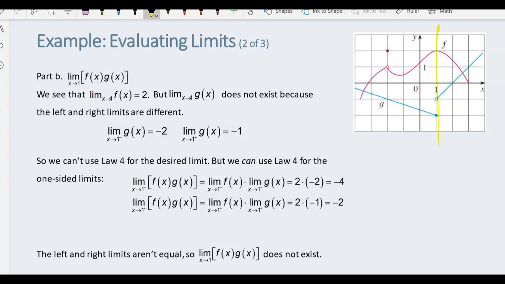we're here at 1. If I look at the left-hand side, the function is approaching, it looks like -2, but from the right-hand side, it's approaching -1. Because it's not closing in on the same value, the limit does not exist. The right and the left-hand limits are different. So in this case, we can't determine what the overall limit is going to be because one of them is undefined.